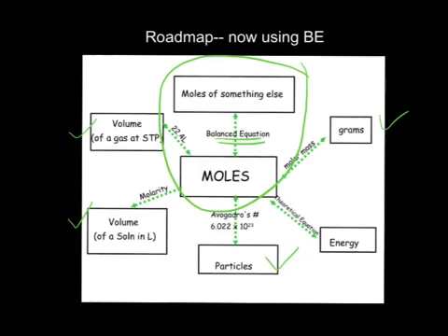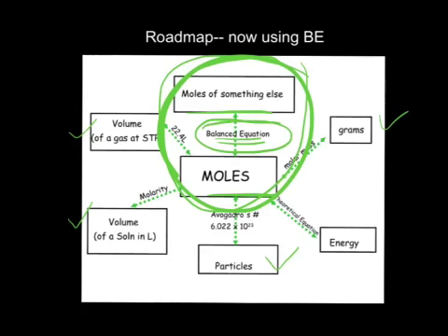Let's talk about stoichiometry with our balanced chemical equation. We are going to use our roadmap. We're identifying here that we're talking about moles of something else, going from moles to moles of something else. So our balanced chemical equation will be our road.